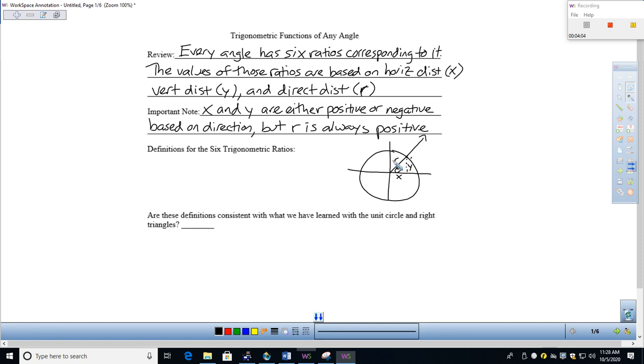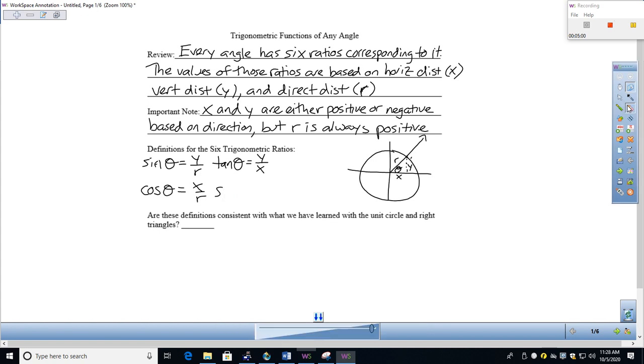And so those defined and named. Sine is y over r. Cosine of theta is x over r. So sine, vertical over direct. Cosine, horizontal over direct. Tangent, as we've seen from day 1, is y over x. So vertical over horizontal. And then the reciprocals come into play.